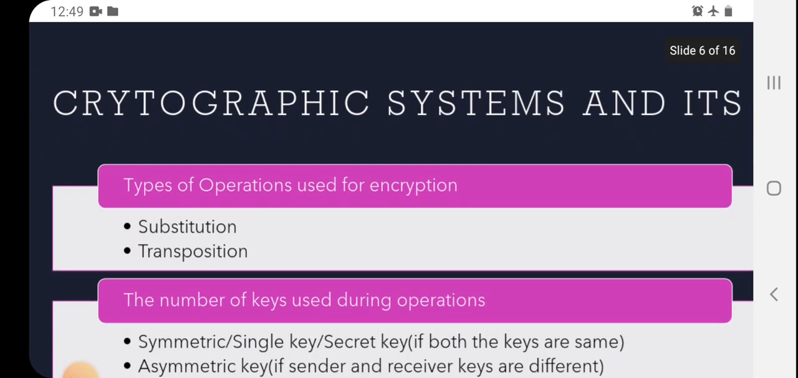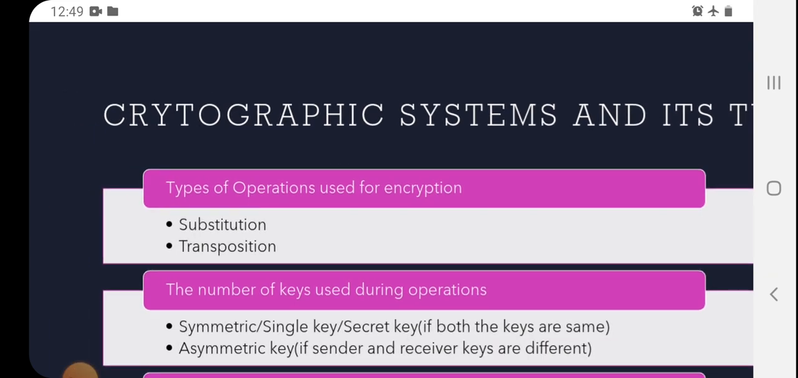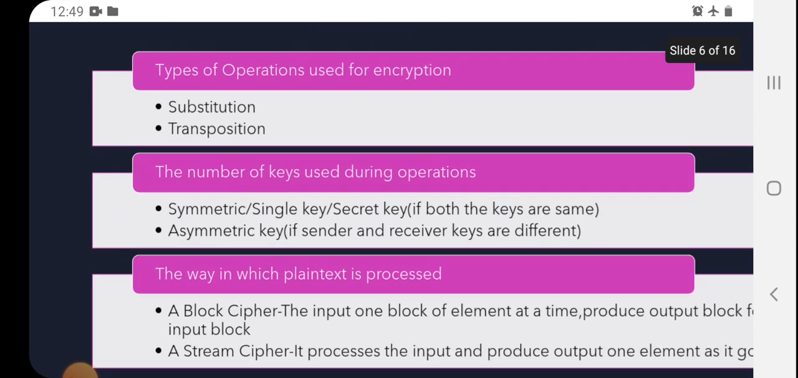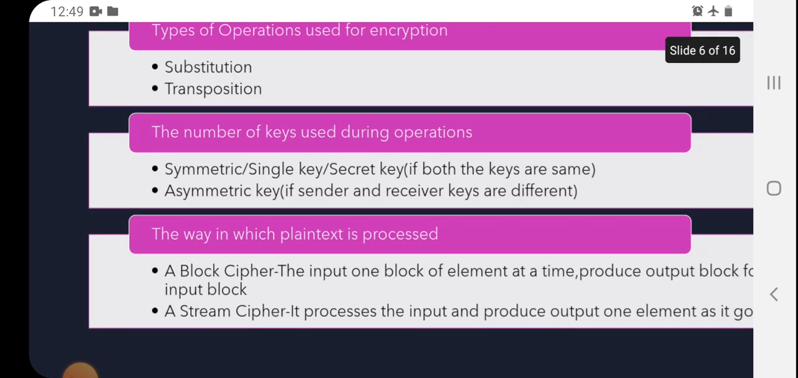In the next slide we shall see cryptography systems, and there are two types. One is the substitution mode of operation and the other is the transposition mode of operation. Then there is the number of keys used during operation: symmetric means the same key, maybe a single key or secret key, used by both. In asymmetric, the sender and the receiver will have different keys.